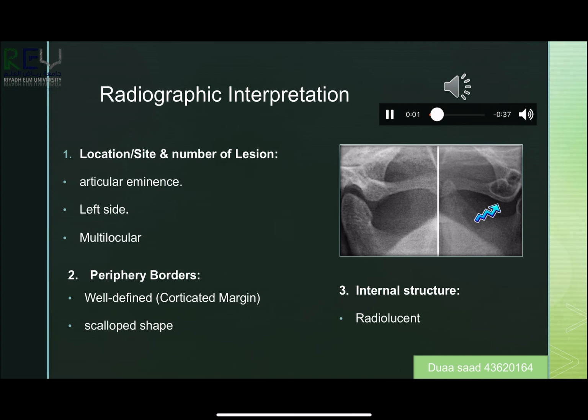Now I will talk about the radiographic interpretations. As you know, any lesion should be interpreted following 5 steps. First, location or site and number of the lesion. For this case, the location is on the articular eminence, on the left side, and multilocular. The second is the peripheral border, which is a well-defined corticated margin and scallop-shaped. The third interpretation is internal structure, where the lesion is a radiolucent lesion.